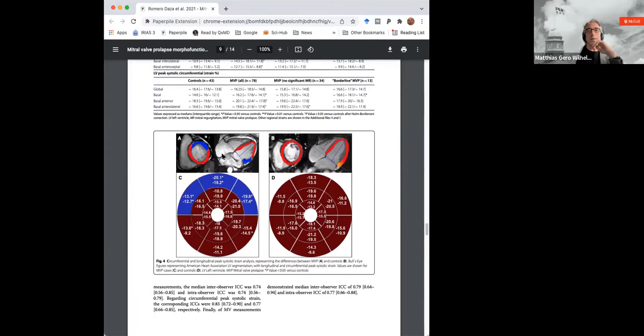So here you see a patient with mitral valve prolapse, and in two different views, the short axis view and the 4-chamber long axis view. And here you see the control, where you have a homogeneous distribution of the strain values, and here in the bullseye view, you can clearly see that it's basically happening in the base.